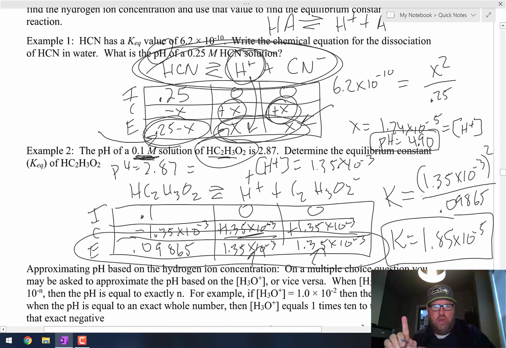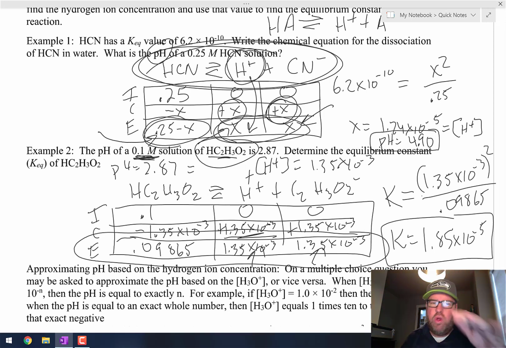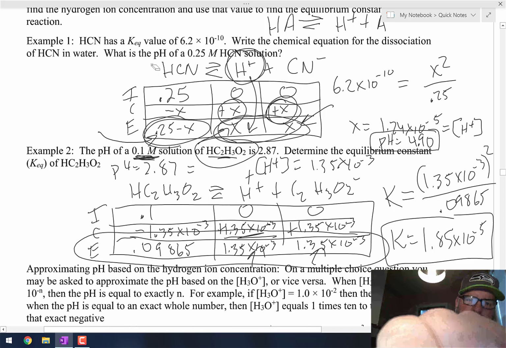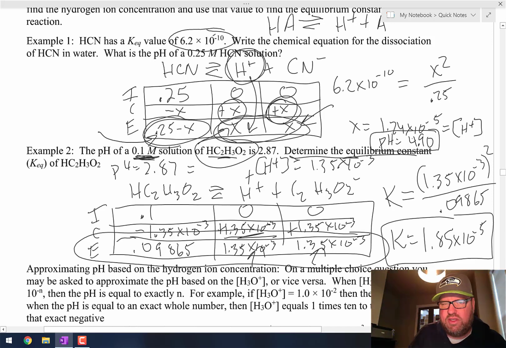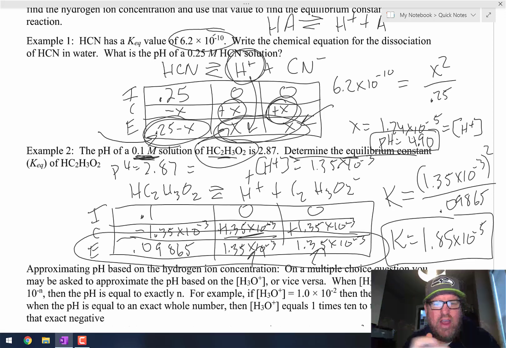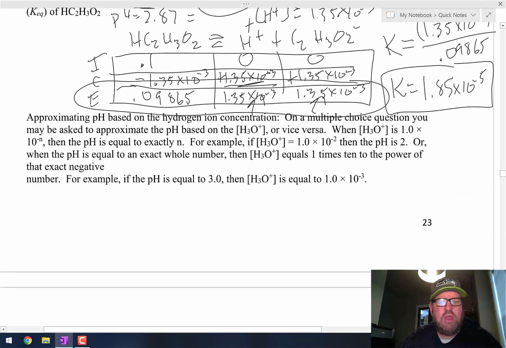So you can use an ICE table to find the pH of a weak acid or weak base solution, or you can use the pH to work backwards to get the equilibrium constant. Obviously, in example number 1 up here, they gave us the equilibrium constant. In example 2, they asked us to determine the equilibrium constant. So either way, we were using the pH to find the hydrogen ion concentration to either find the pH of the solution or use the pH of the solution to find the equilibrium constant. Now, one last thing here.